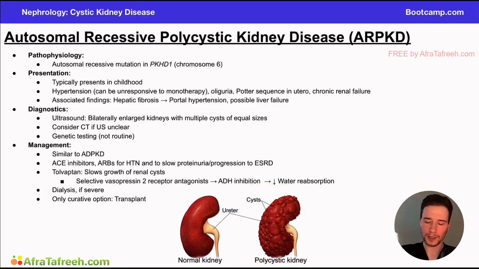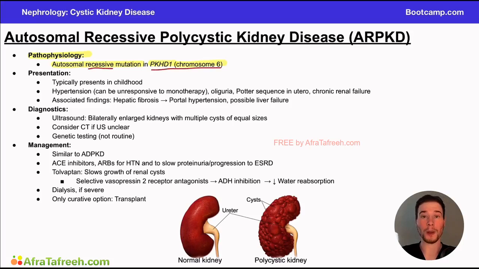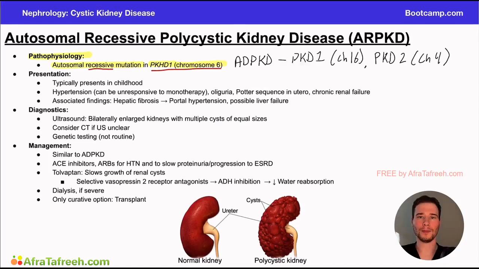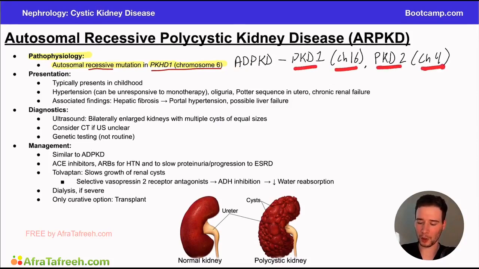So when we think about the pathophysiology here, we're dealing with an autosomal recessive mutation in the PKHD1 gene on chromosome 6. This is our first important contrast with autosomal dominant. So we have recessive here. We also have a different gene in a different chromosome. Do you remember from the previous video what gene was affected in autosomal dominant polycystic kidney disease? That's right. In autosomal dominant polycystic kidney disease, we have PKD1 and PKD2 with chromosome 16 and chromosome 4 respectively. And here we have PKHD1 on chromosome 6. So that's an important nitty-gritty thing they'd like you to know on test day.